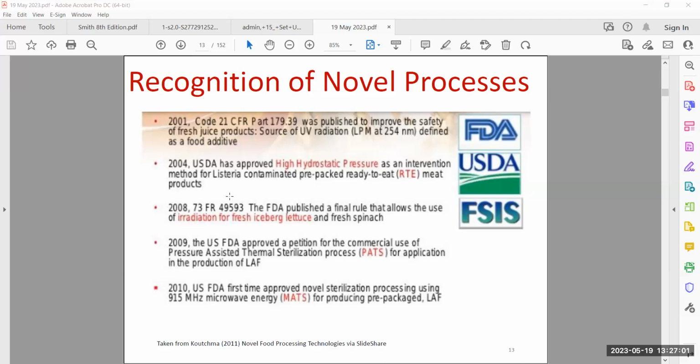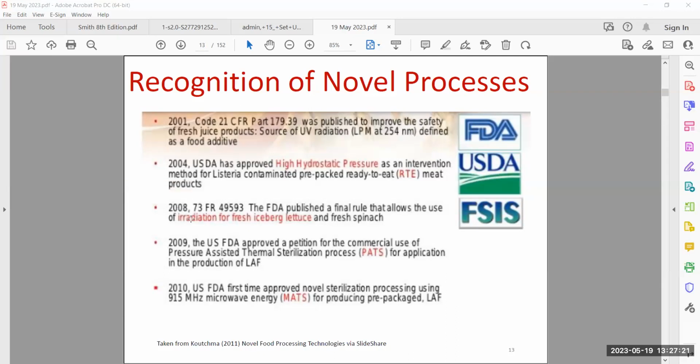Okay. But even in the United States, it took some time for them to accept this new technology. Only in 2009 was UVC accepted as one of the non-thermal technologies to preserve food. And even HPP was only approved in 2004.